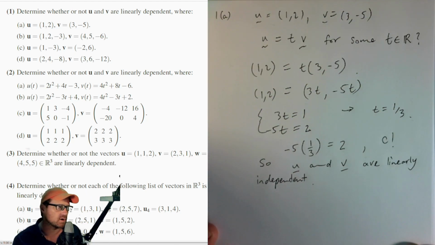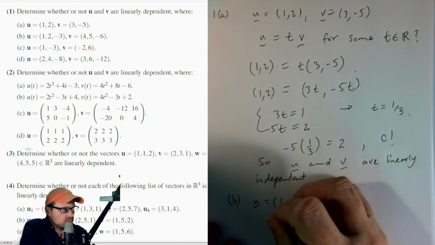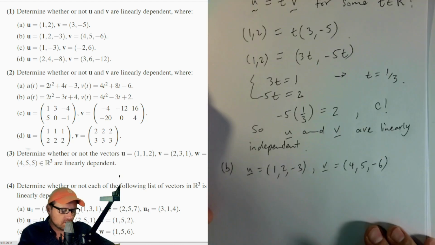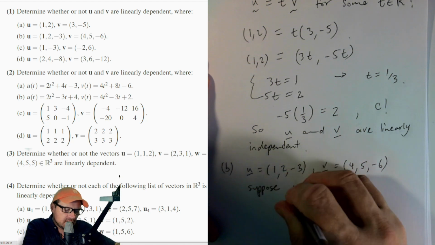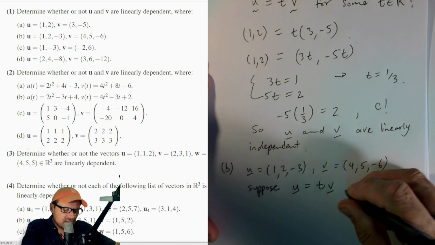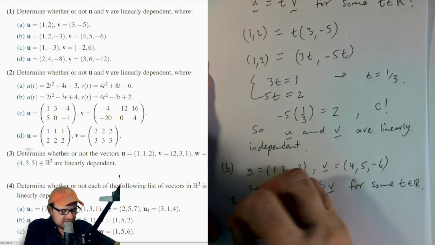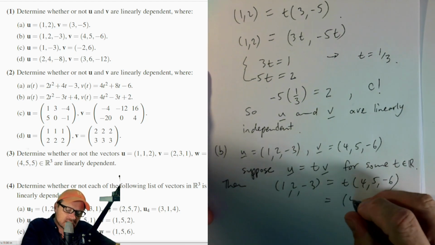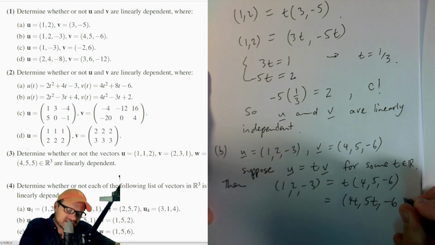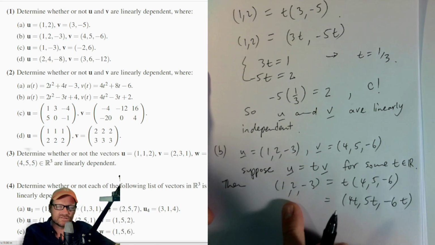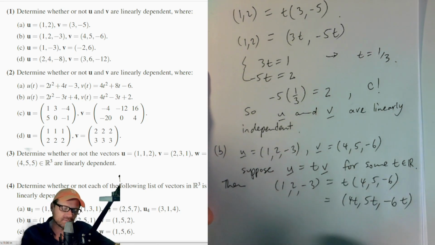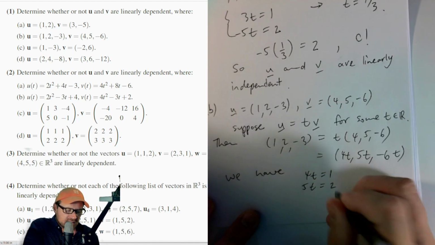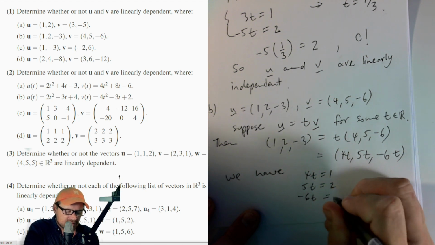All right, moving on to part B, we have u equal to (1, 2, minus 3), v equal to (4, 5, minus 6). Okay, and so again, suppose that u is equal to t times v for some real number t. Well, if this is the case, then we have this. Now expanding the right-hand side gives 4t, 5t, minus 6t, and so equating that to this vector gives us three scalar equations from the single vector equation. So we have 4t equals 1, 5t is 2, and minus 6t is minus 3.